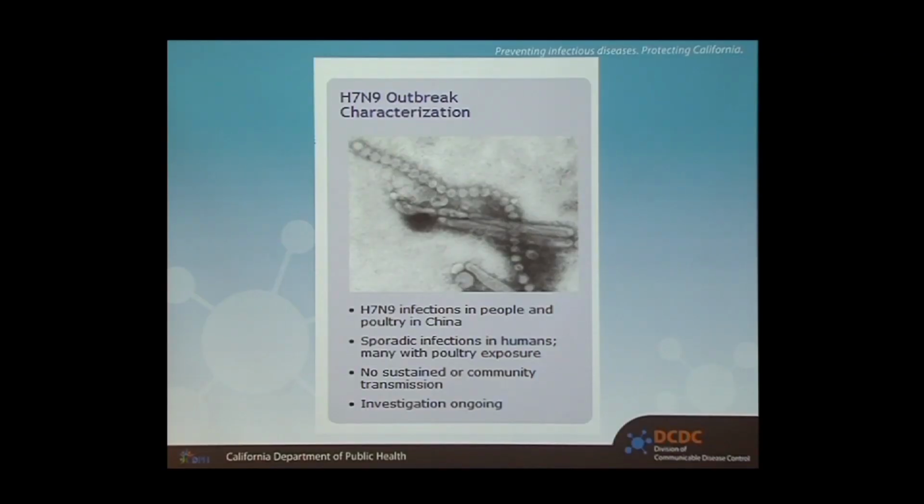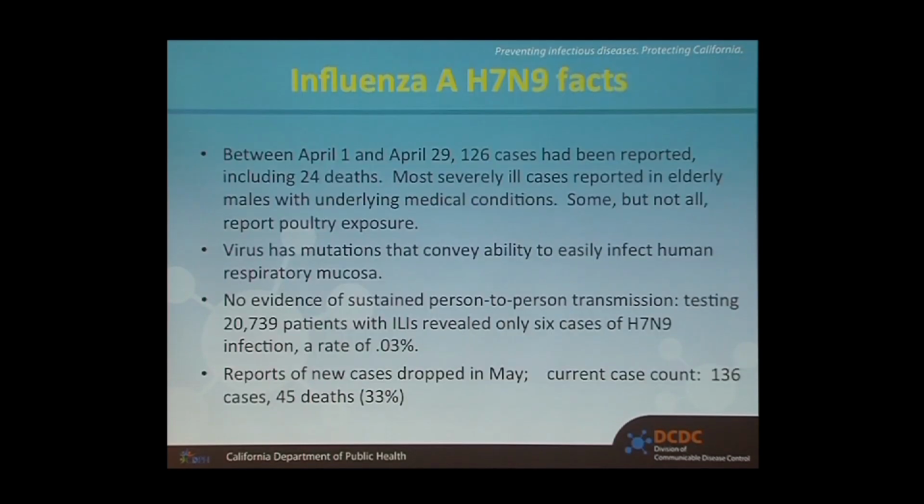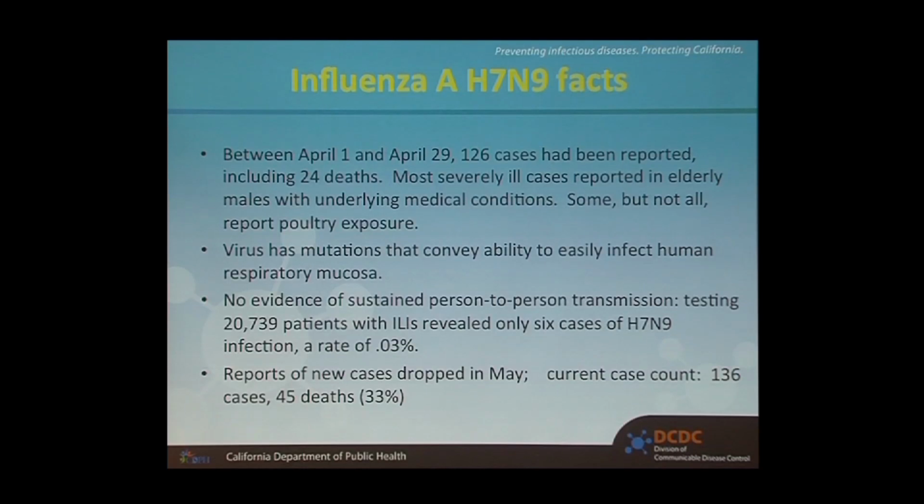There is another virus out there to worry about, H7N9, and that just showed up this spring. It is happening in China. It appears to be mainly in folks who are a little older. 126 cases were reported in April alone, with 24 deaths, so about a 20% mortality rate. Elderly with underlying medical conditions. And it's kind of funny, the profile is mostly male, and it makes you wonder if there's some occupational exposure that we're not quite clear on.